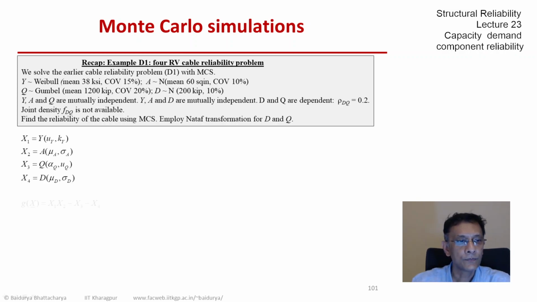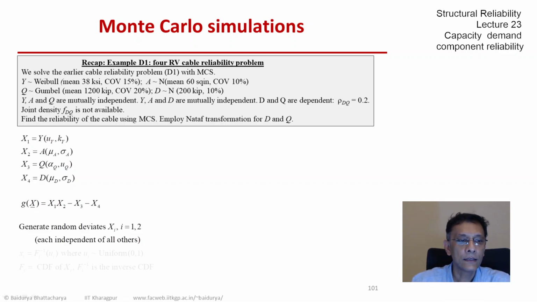Okay, so we have 4 random variables, x1, x2, x3, x4, out of which x1 and x2 are each independent of the other 3, and x3 and x4 are dependent on each other. So our limit state function looks like x1 x2 minus x3 minus x4, and in Monte Carlo simulations we have to generate these x1, x2, x3, x4 repeatedly. So for the first two, for x1 and x2, it's trivial. All we would need is to use the inversion method.